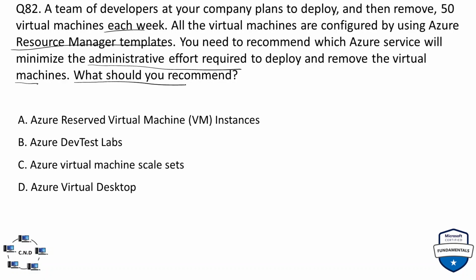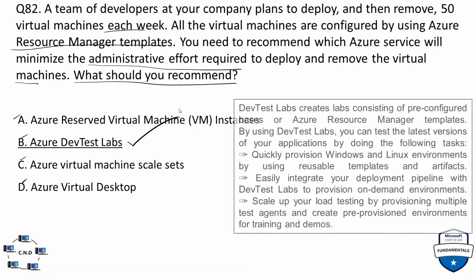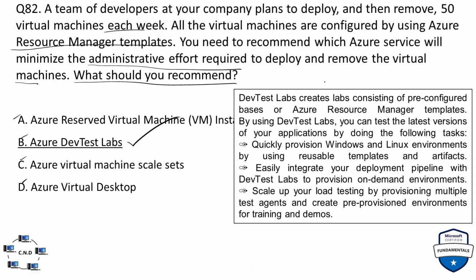What should you recommend? The options are: option A, Azure Reserved Virtual Machine Instances. Option B, Azure Dev Test Labs. Option C, Azure Virtual Machine Scale Sets. And option D, Azure Virtual Desktop. And the correct option is the Azure Dev Test Labs. So this is the explanation of the Azure Dev Test Labs. You can read it if you want to.